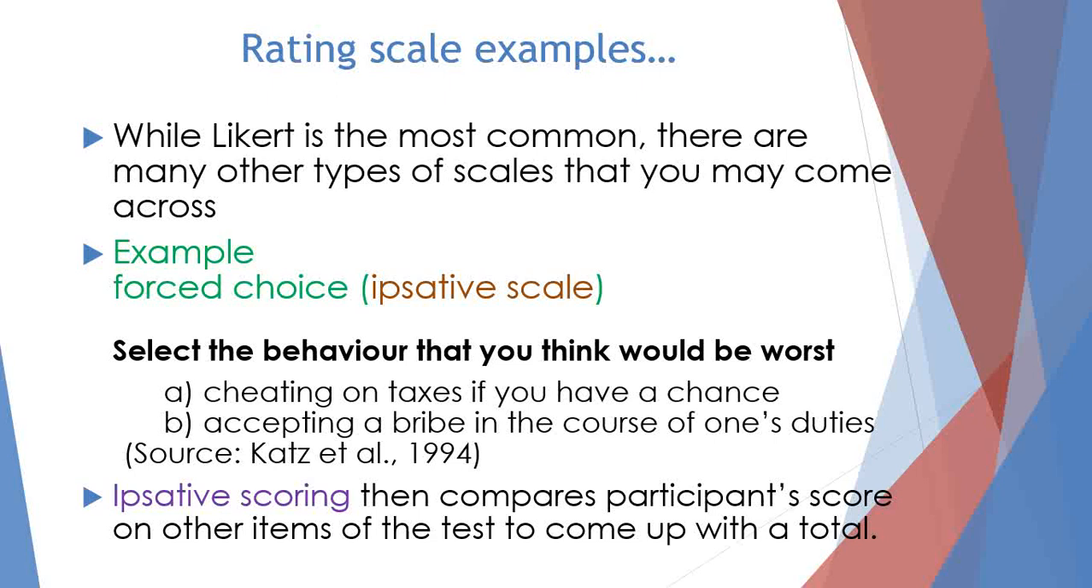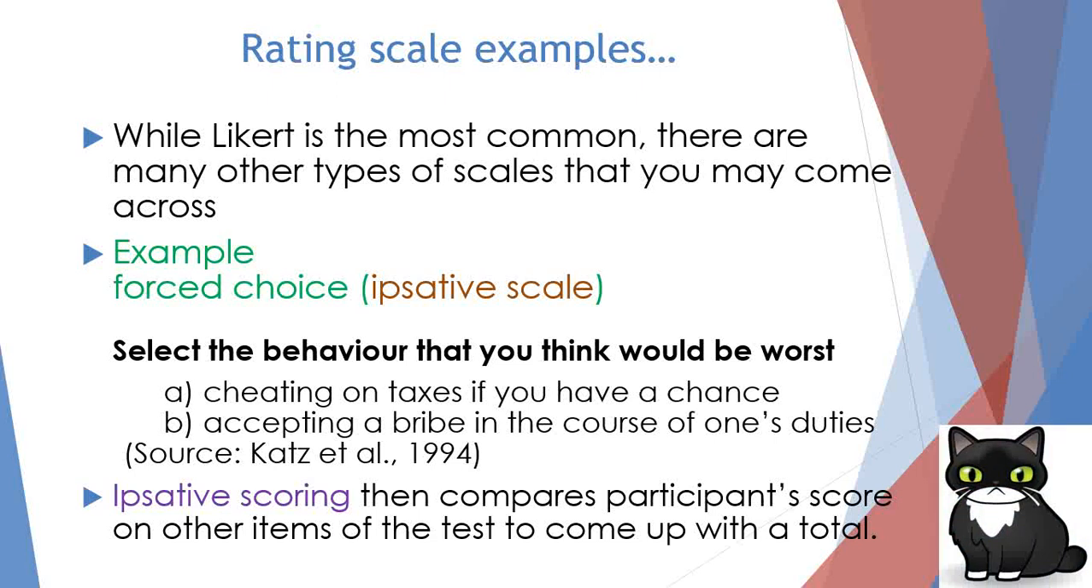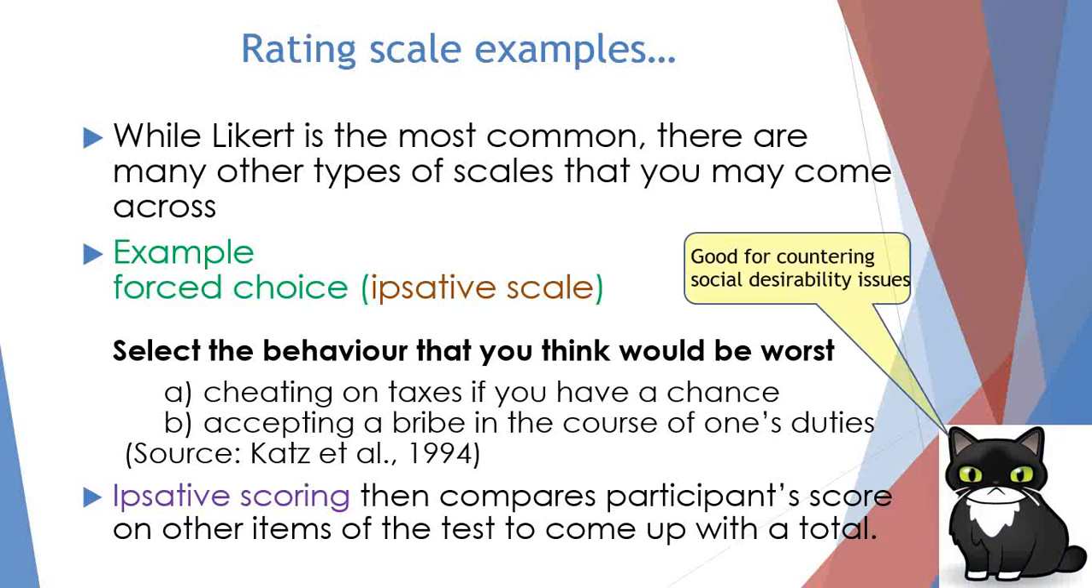So ipsative scoring then compares a participant's score on other items of the test, across a whole lot of them, to come up with a total, and it shows where their priorities lay. So it's really good for countering social desirability issues.